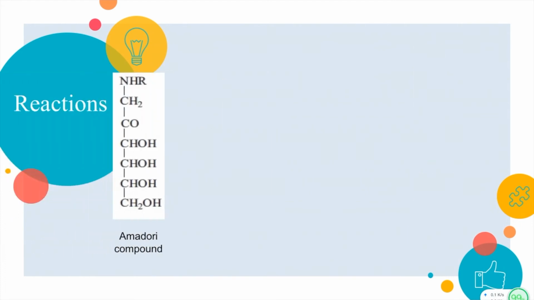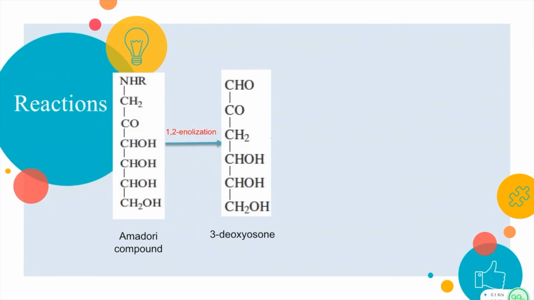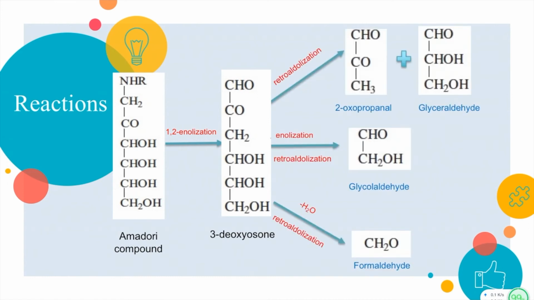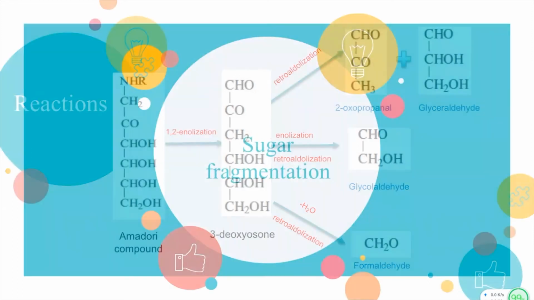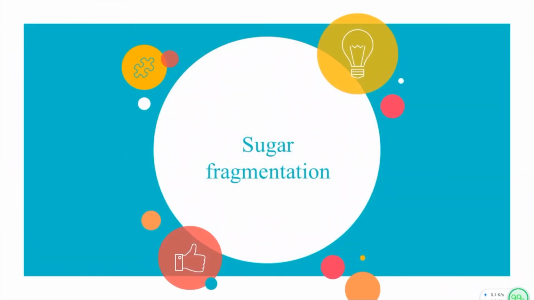Part 3. The 1,2-enolization of Amadori compounds will give 3-deoxyosones, and these compounds will produce 2-oxopropanol, glyceraldehyde, glycolaldehyde, and formaldehyde, which inhibit the browning by a series of reactions, including retro-aldolization. Actually, fragments which include the alpha-hydroxycarbonyl grouping will undergo browning alone, but browning is accelerated in the presence of amino compounds.